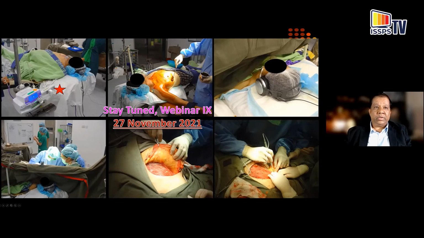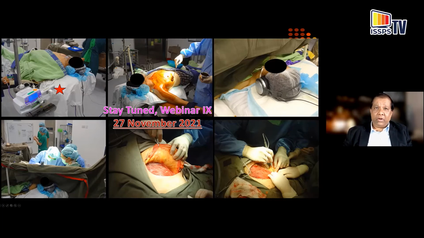Patients are sedated with dexmedetomidine after having received some midazolam during the block. We give them some ketamine also for the procedure during the block placement. They listen to music. They are awake, sedated, and this is the procedure being conducted. So stay tuned. This will be in webinar 9 on the 27th of November.